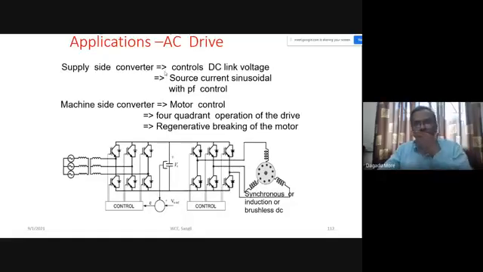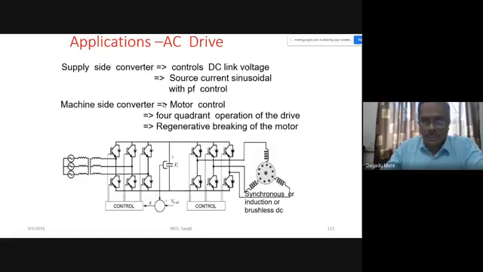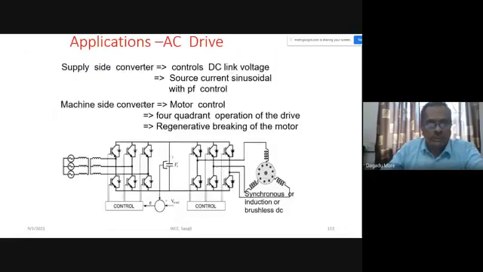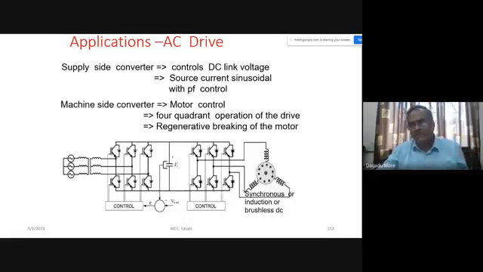Good afternoon and welcome to our lecture on advanced power electronics. Last time we discussed the applications of single phase voltage source PWM rectifier and a three phase voltage source PWM rectifier. We discussed the single phase applications as well as one of the three phase applications, an induction motor drive or the AC drive. It may be induction, synchronous, or brushless.